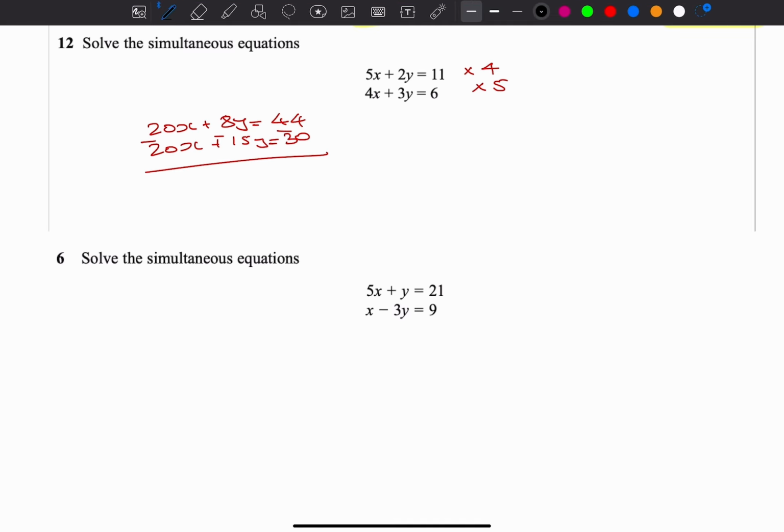That cancels. 8y take away 15y is minus 7y. 44 take away 30 is 14. Y is 14 divided by minus 7, which is just minus 2. 5x plus 2 times what number?